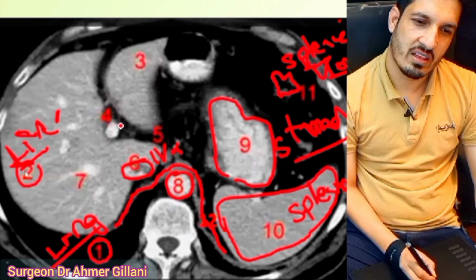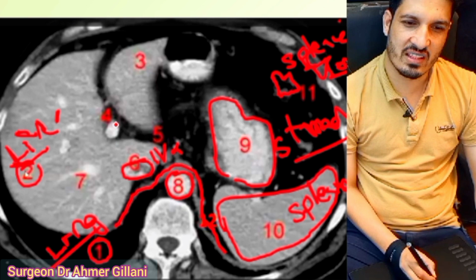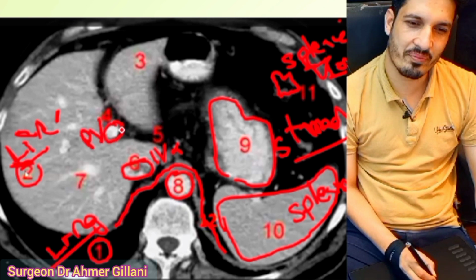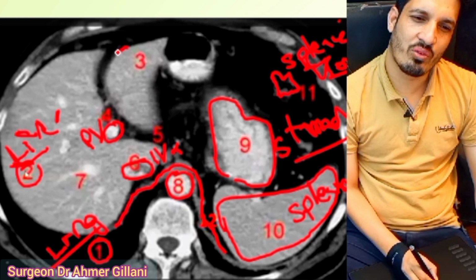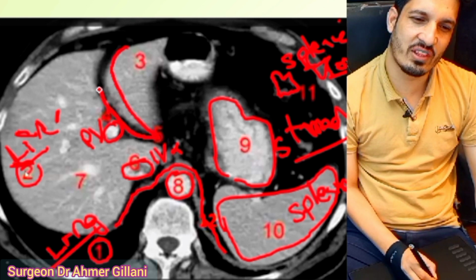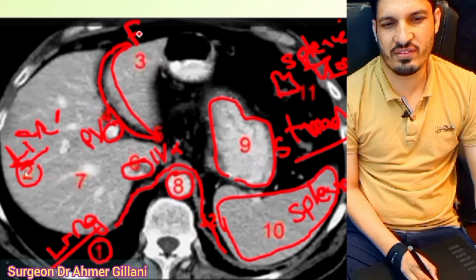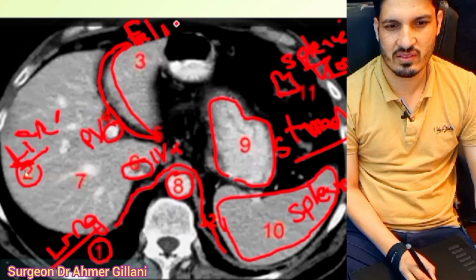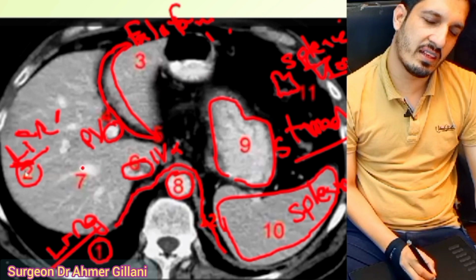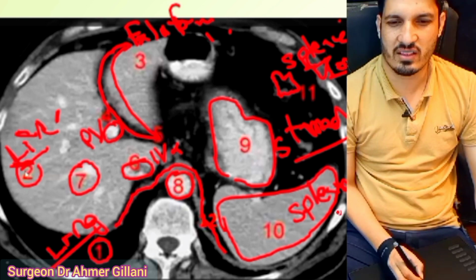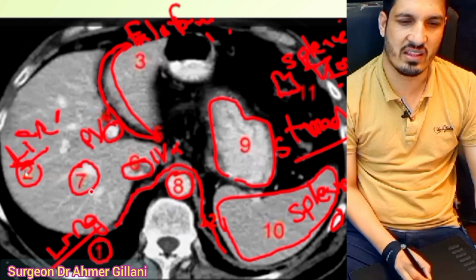And what's that structure number 4? This is the portal vein. And what is this structure which is dividing the liver into two parts? This is actually the falciform ligament. Okay, and this structure number 7, this is a part, or you can say a branch, of the portal vein. And these structures, again, these are ribs.